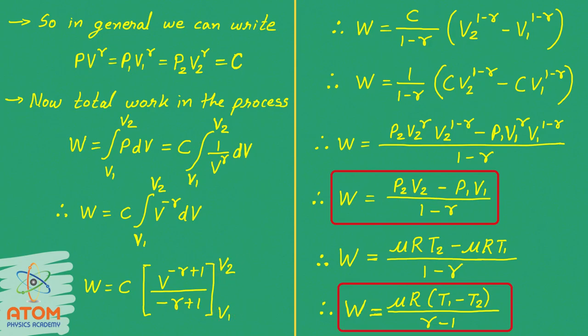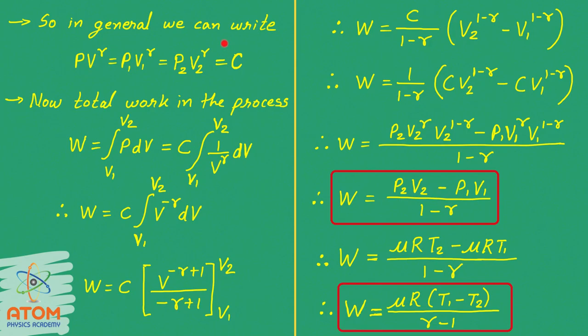Now we have to place V2 at the place of V, then minus, then we have to place V1 at the place of V. So the equation becomes W is equal to C, this is V2 raised to 1 minus gamma minus V1 raised to 1 minus gamma, and in the denominator we are having 1 minus gamma. Say at the place of minus gamma plus 1, everywhere I have placed 1 minus gamma, right? Now I am multiplying this C inside the bracket, so I will get 1 upon 1 minus gamma C V2 raised to 1 minus gamma minus C V1 raised to 1 minus gamma.